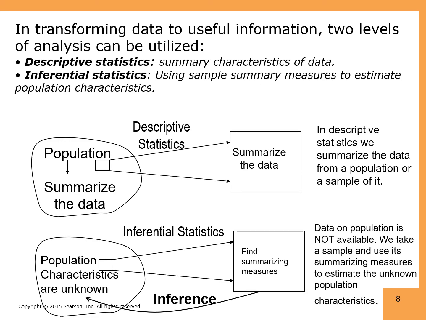If you want to learn about the population, there are two different ways of doing this. First is called descriptive statistics, which are measures such as mean, mode, median, skewness, covariance. And we can summarize the data from population if our population is known. Or if we don't know the population, then we can take a sample and summarize the data using these descriptive statistics.